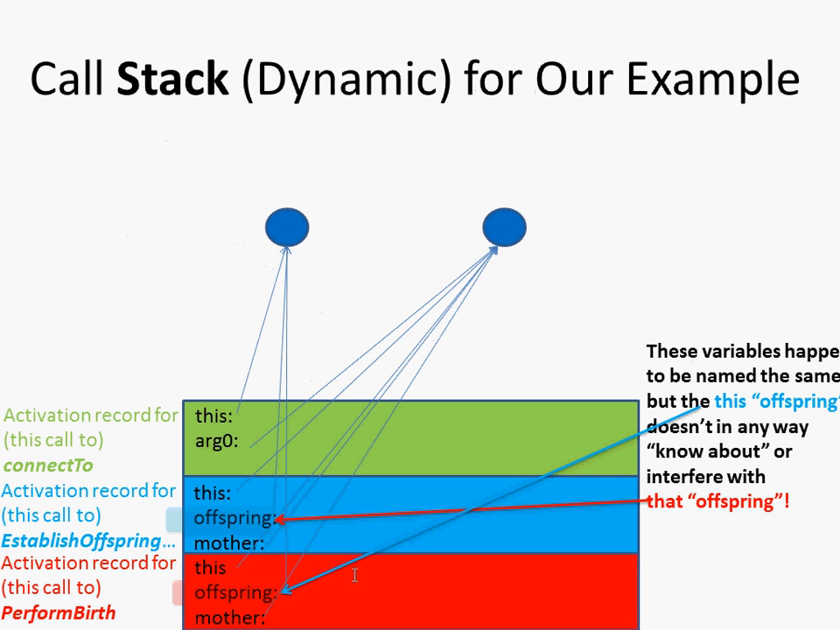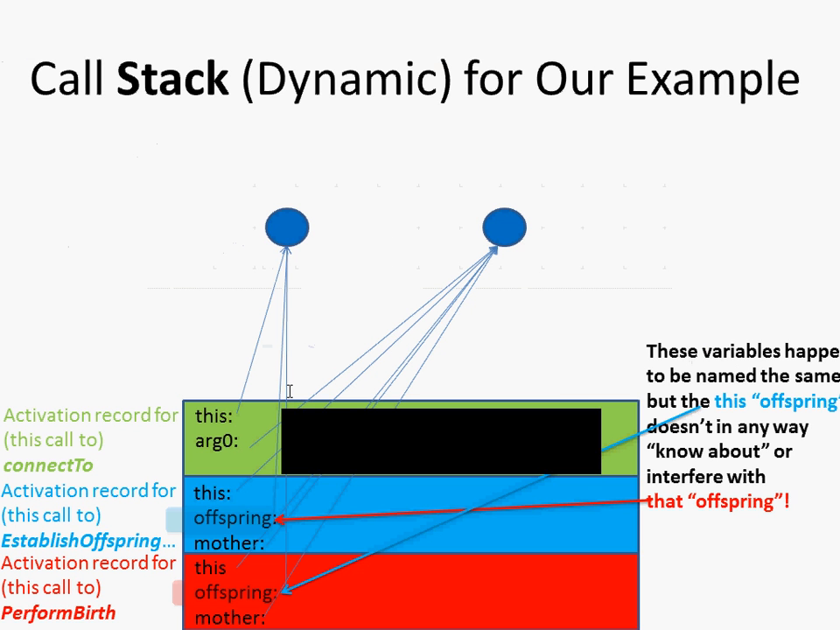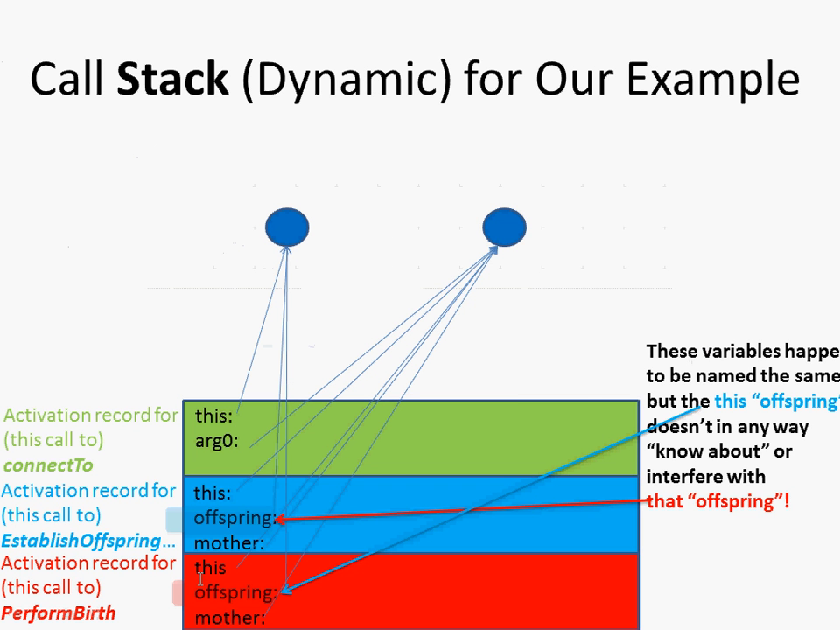If that's me, if that's this, then it becomes mother because the code just assigned it here. Whatever value this referred to, now mother refers to. Mother's got to also refer to this. And then offspring might refer to this. This is the baby, maybe, right? This could be the baby. So this is the mother. And then, you know, initially that baby doesn't exist. Not quite tall enough.